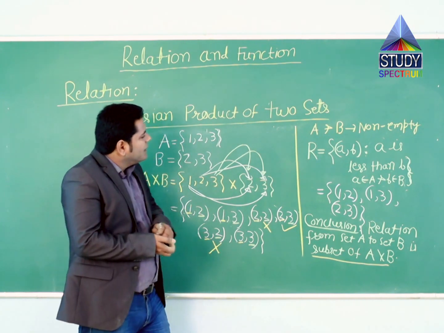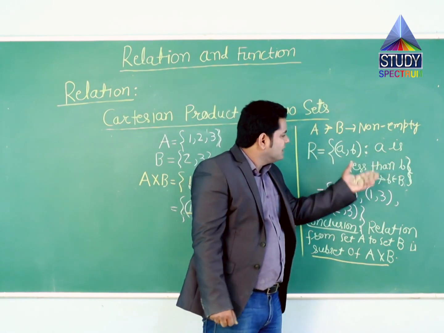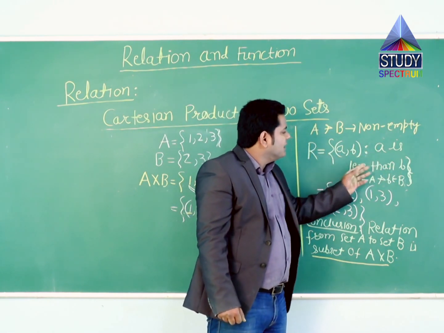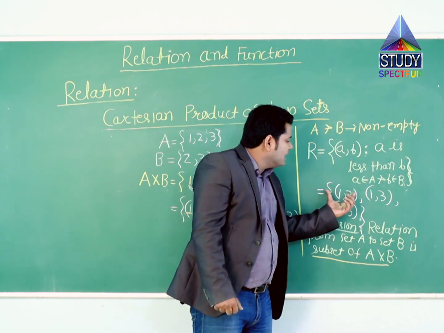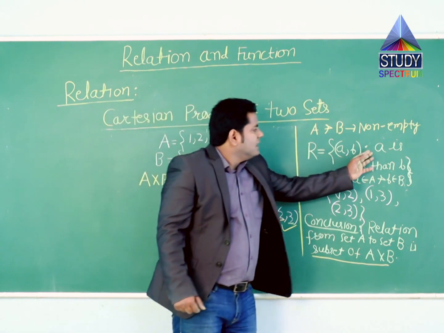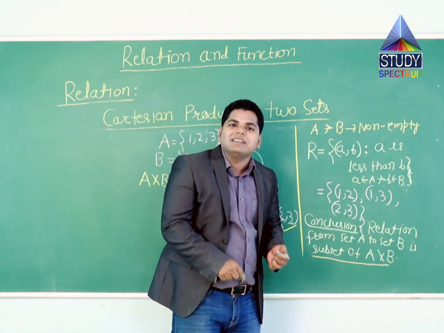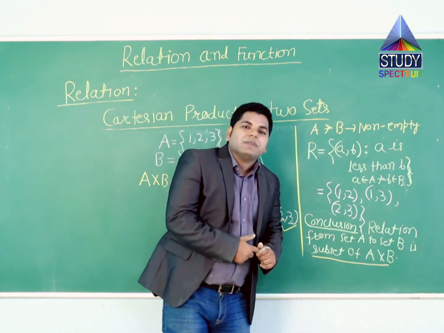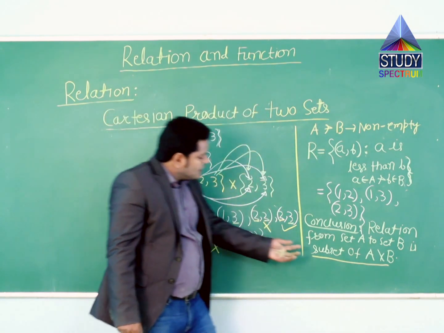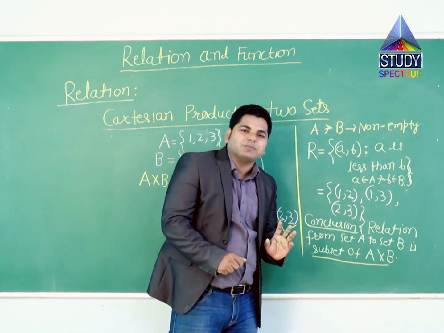So here the predefined condition of the relation between two sets is like that A is less than B, so we are taking only those elements from A cross B which are satisfy this condition, A is less than B, it means the first component is less than the second component. So it is justified that a relation is a subset of A cross B.